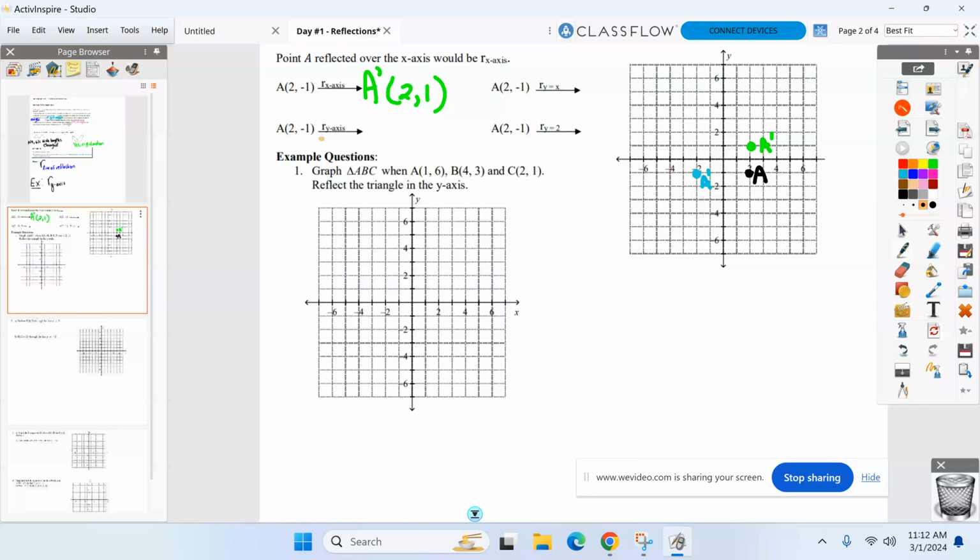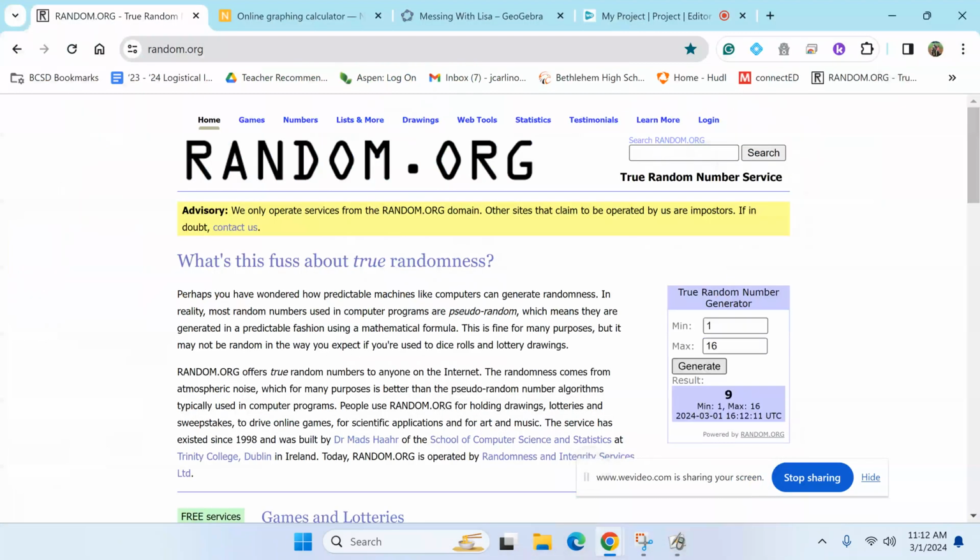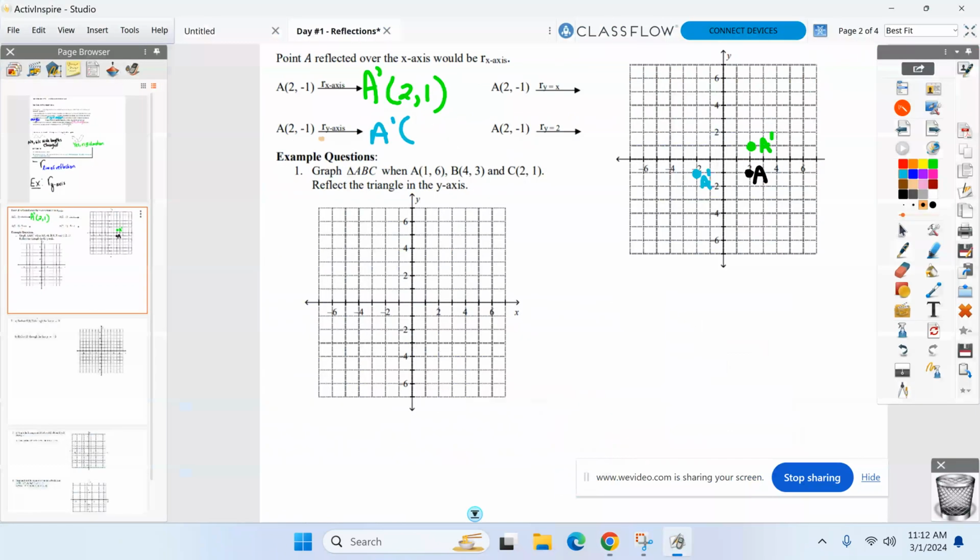And what is our new A prime now after a reflection in the y-axis? What's that new coordinate for me? (-2, 1), or -1. Good save. There you go.